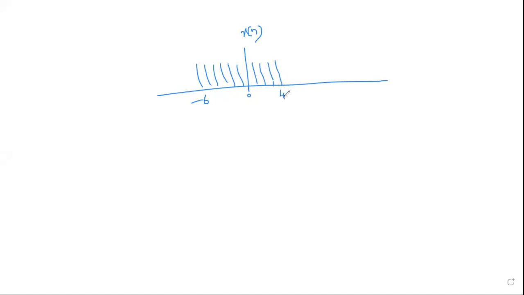Now, let us do the exercise in discrete time. I want to express this x of n in terms of u of n. How does u of n look like? u of n looks like this.